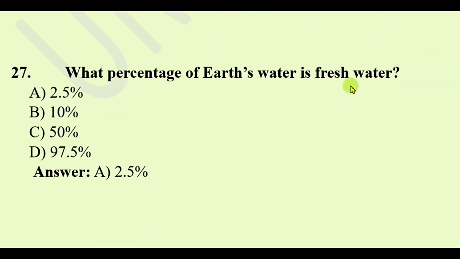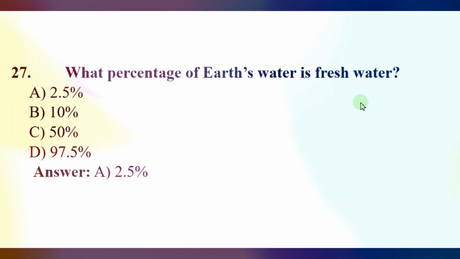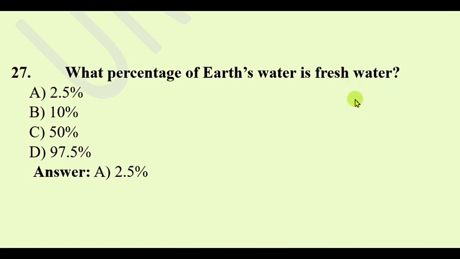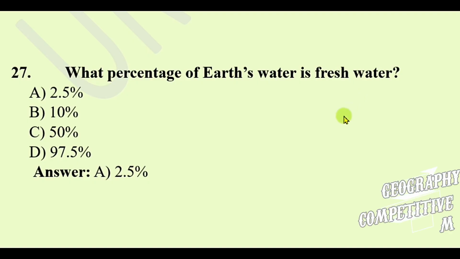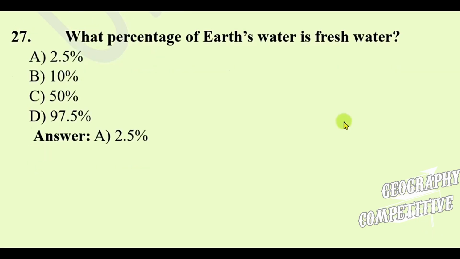Question 27. What percentage of Earth's water is fresh water? 2.5%, 10%, 50%, 97.5%. Here the right answer will be 2.5%. Another 97.5% are salt water.